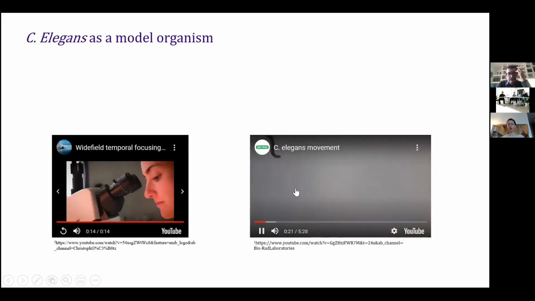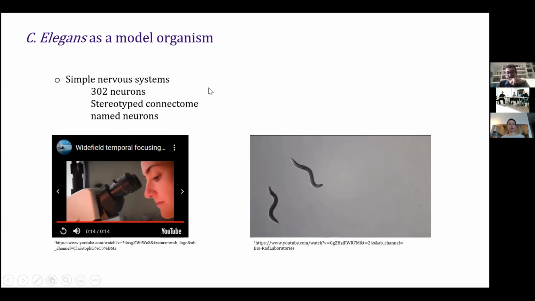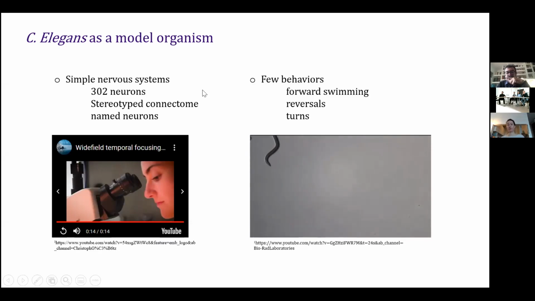The C. elegans also don't have that many behaviors, so they swim forward, they swim backwards, they do these various turns. Their very simple nervous system only has 302 neurons. They have a stereotyped connectome, so they're connected in the same way across animals. And a lot of those neurons are named and implicated in different behaviors. They have only a few behaviors, and so they're a great organism to model neural dynamics, integration of information, and how that produces behavior.